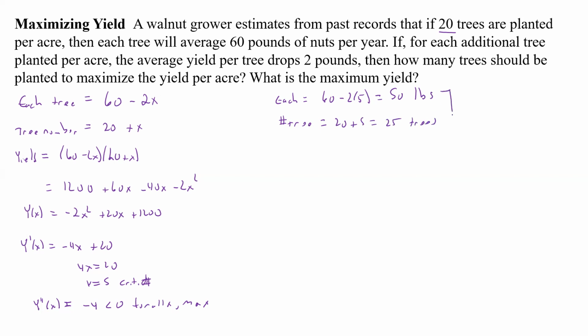Okay, so if we take 25 trees and 50 pounds per tree, that's going to give us what? 1250, and that's going to be pounds. That's how many nuts we're actually going to get. So our yield, if we wanted to do it that way, y of 5, that's really what we've just done here. We've plugged it all in here. And so we've taken 60 minus 2 times 5, and then 20 plus 5, and that's going to be equal to 1250.